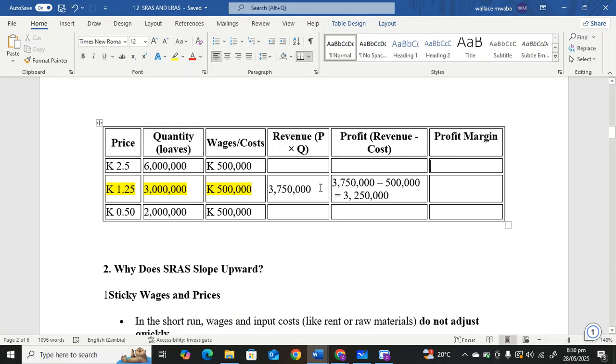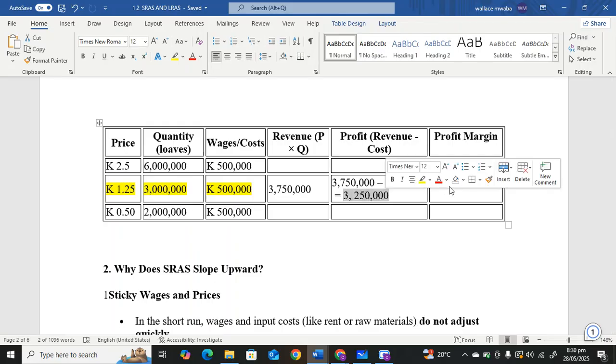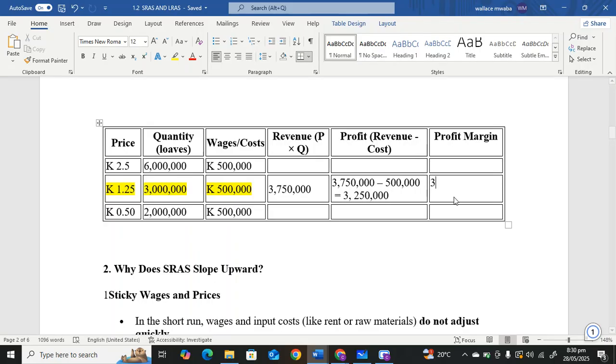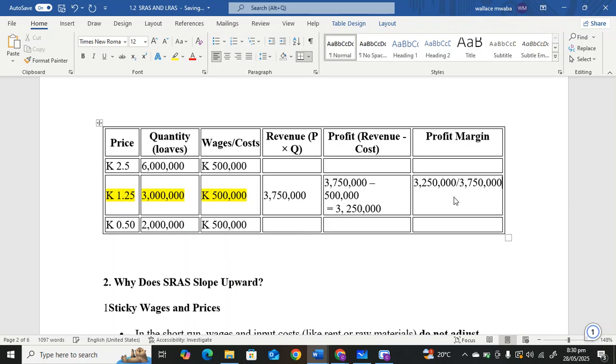why the short run aggregate supply curve is upward sloping. So the profit margin, it's just your profit, 3,250,000 divided by your revenue. So 3,250,000 divided by 3,750,000. What do we get? Then you multiply by 100 because it's a percentage that we're looking for.